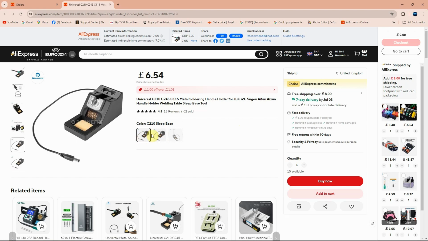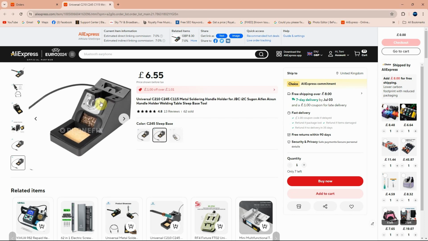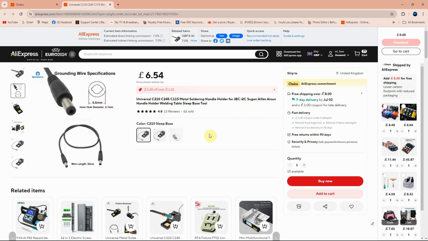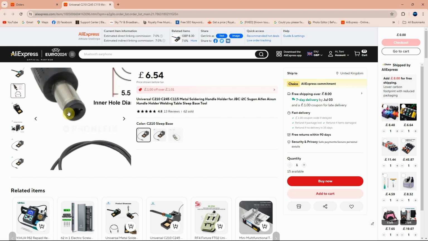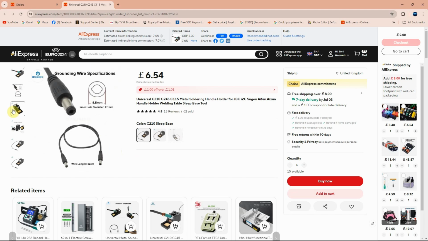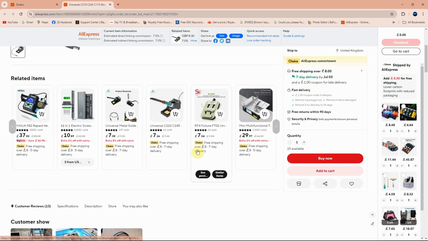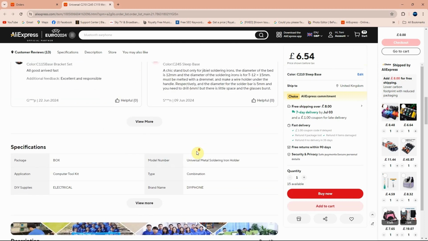So here you can choose between the C210 and C245. I don't know what is the difference. Maybe the diameter of the iron, where it is going to be inserted over there. I don't have a 210, so I cannot be precise about what can be different between the two. This one says which diameter. Oh, I was thinking that it says the diameter of that hole, but it doesn't say. Let's see if it says anything down here.